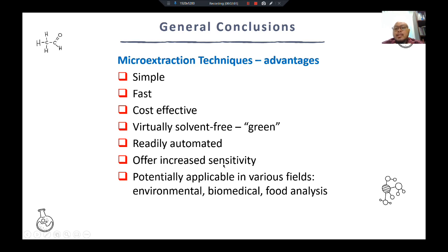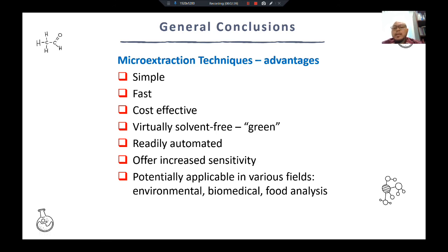They offer increased sensitivity, because in micro extraction methods we usually have an enrichment factor. It means from a 5 mL sample we pre-concentrate into, for example, 1 mL, or we try to extract everything into that particular small solvent extraction system. So there is a pre-concentration factor. From a large volume going into a small one, of course it becomes more concentrated. So it offers increased sensitivity and is potentially applicable in various fields. I think we have given many examples here: drug analysis, environmental, pesticide analysis, food analysis. So a lot of things.